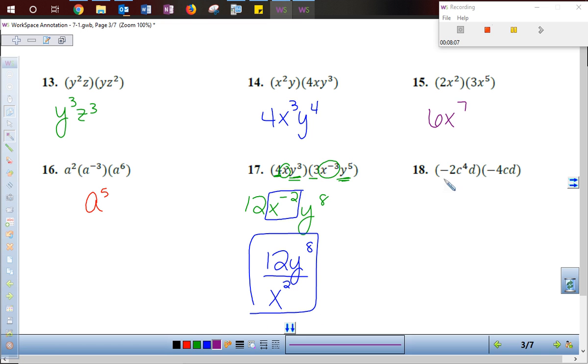On number 18, I'm going to take this negative 2 times negative 4 and I'm going to get a positive 8. I'm going to take c to the 4th times c to the 1st and get c to the 5th. And then I have a d to the 1st and a d to the 1st, which gives me a d squared.